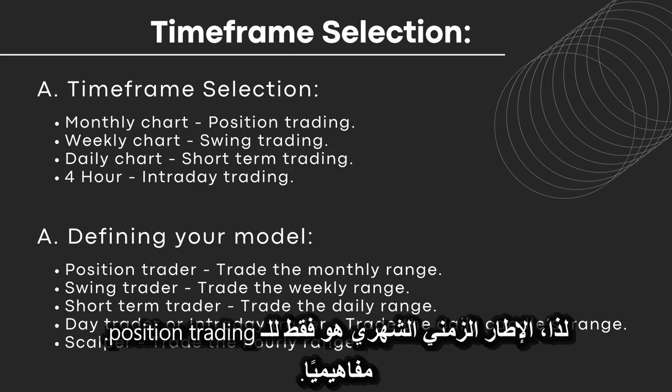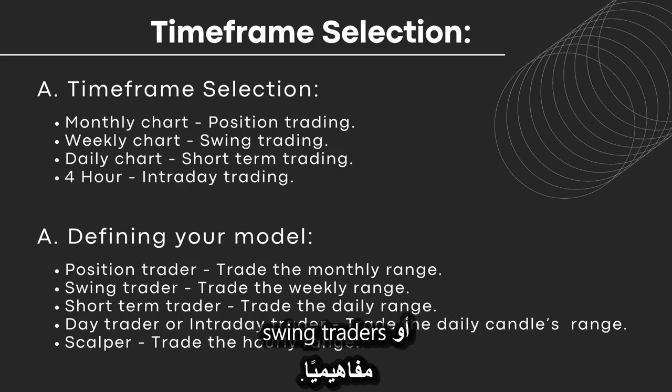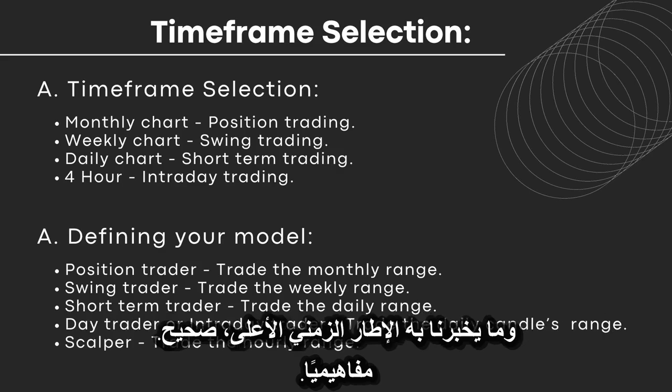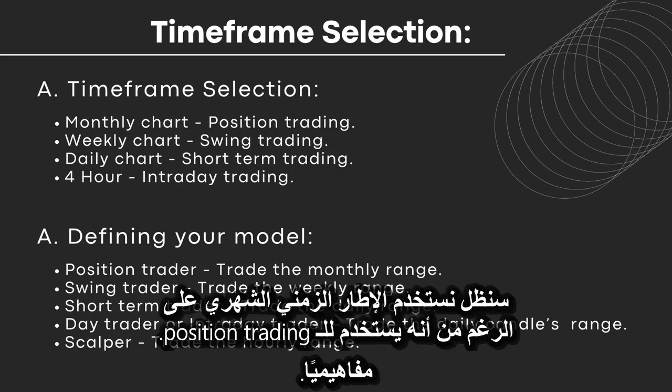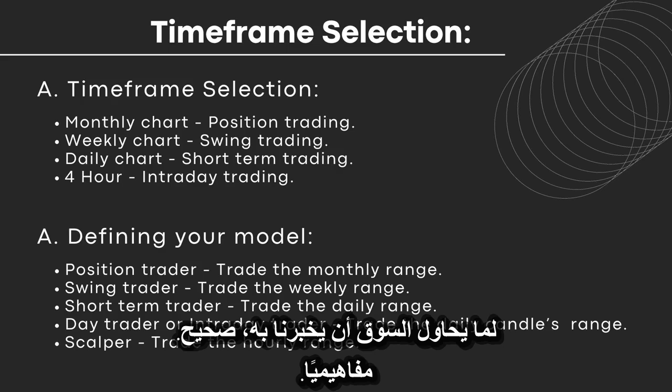So the monthly time frame is just for position trading, but that doesn't mean that we as intraday traders or swing traders aren't going to use the monthly time frame. We're still going to use it to form a higher time frame directional bias or to have a better understanding of what price could potentially do in the future. And what is the higher time frame telling us, right? We're going to still use the monthly time frame even though it's used for position trading, so we can have a better perspective of what the market is trying to tell us, right?